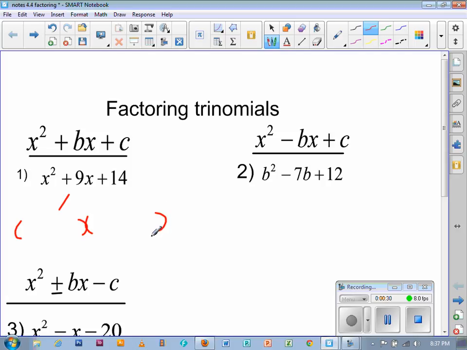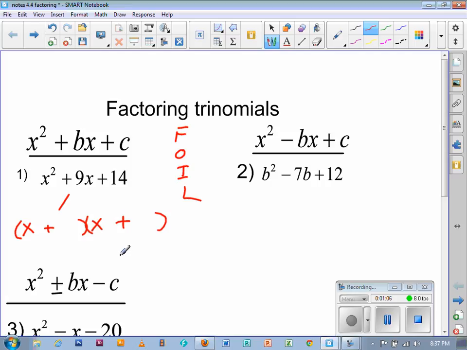binomial factors. All right. Now the way we start this, if x squared has got an a term of 1, we can start by simply putting x here and x here. Remembering that when we factor this, we need to be able to FOIL this back together again to get the original trinomial. So once I put values in here, I'm going to FOIL this to make sure it equals x squared plus 9x plus 14. Now, if both of these are plus, you can simply put 2 plus signs in your binomials.